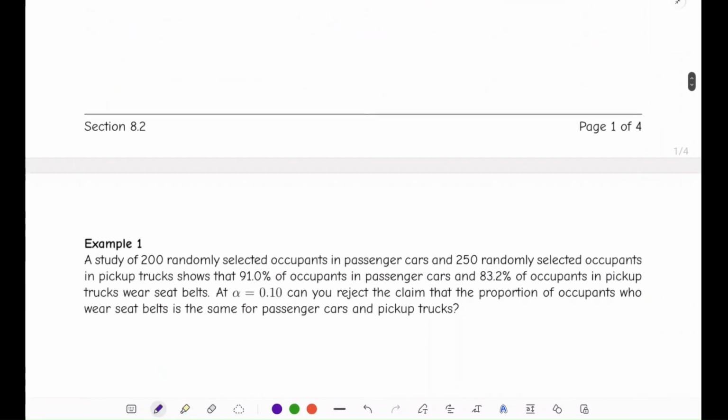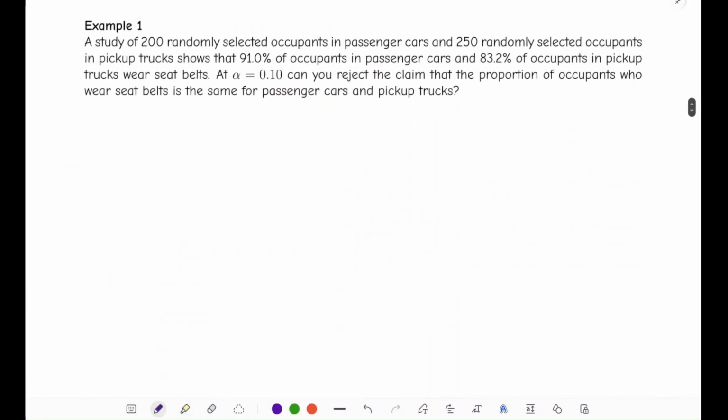Okay, example 1. A study of 200 randomly selected occupants in passenger cars and 250 randomly selected occupants in pickup trucks shows that 91% of occupants in passenger cars and 83.2% of occupants in pickup trucks wear seatbelts. At alpha equals 0.10, can you reject the claim that the proportion of occupants who wear seatbelts is the same for passenger cars and pickup trucks?